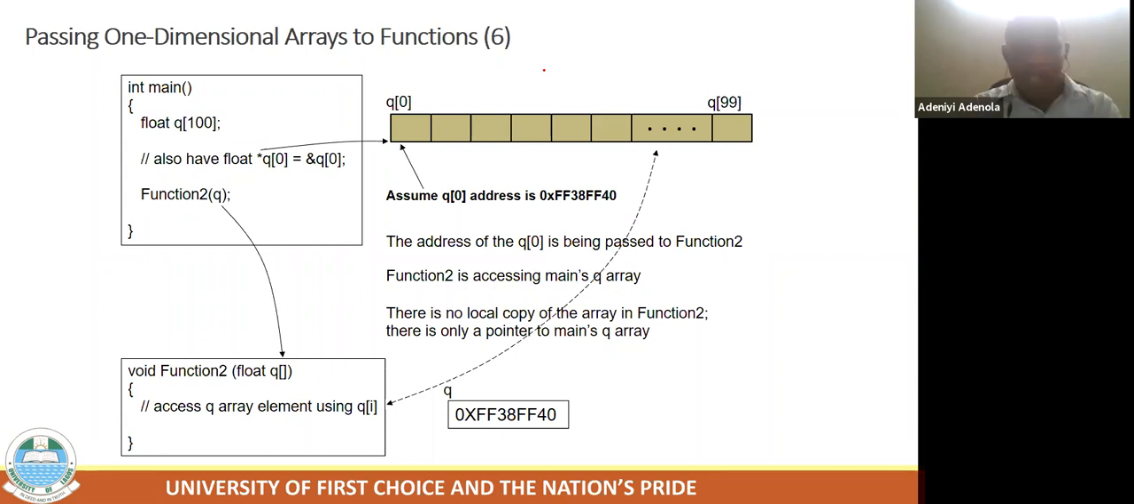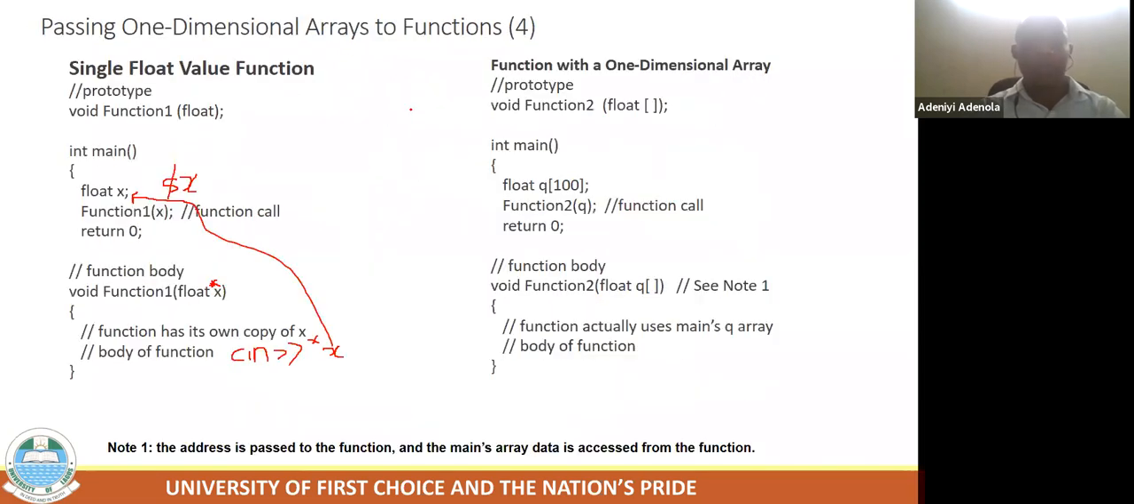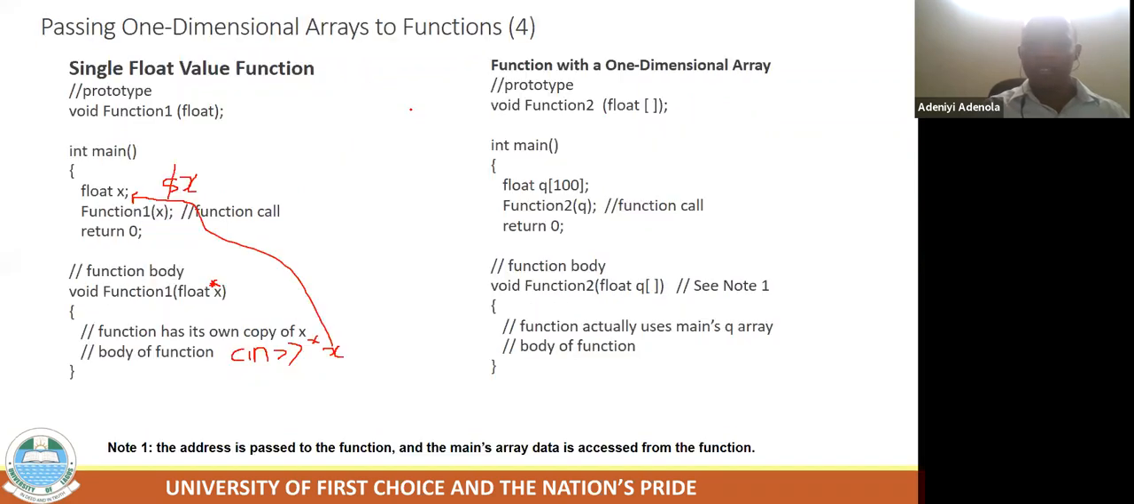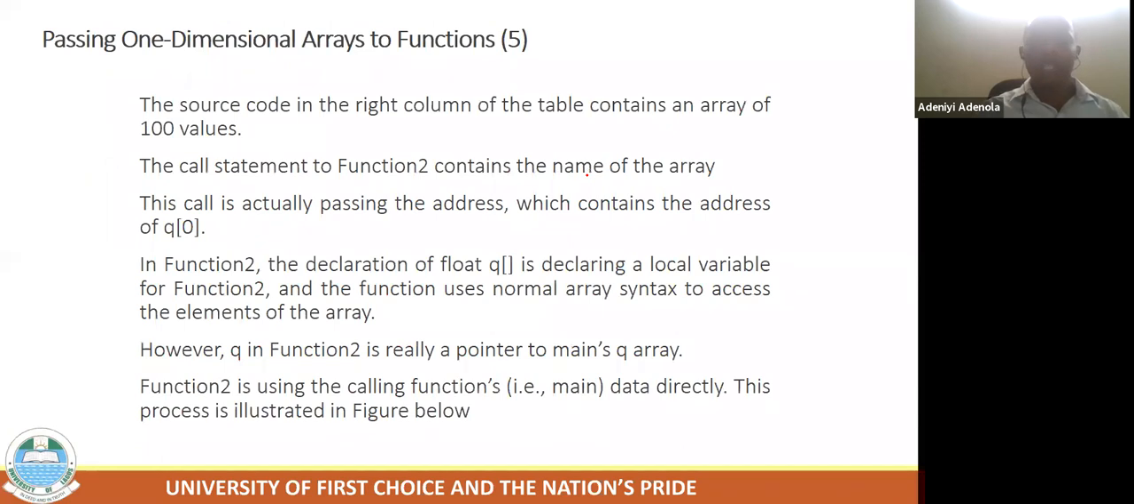Okay. Anyways, for some of you that will not be online, I'll continue with my lecture slide. So the source code in the right column of the table contains an array of 100 values. You can see an array. The call statement to the function contains the name of the array, right? So this is actually passing, please, you need to know that this is actually passing the address, which contains the address of what?